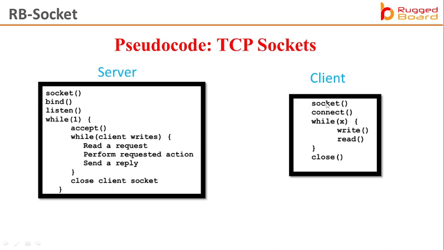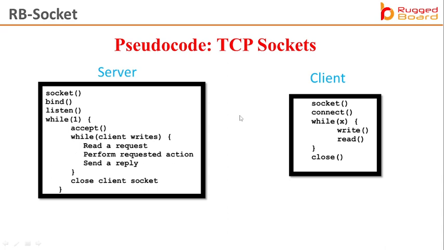This is the client-side pseudocode. There we have a socket and the connect system call, where it connects to this particular IP address, and then it goes into a while loop of write and read. Depending upon what it needs, it gets the service from the server, and at the end it closes. So this is the basic overview of TCP sockets, where the client and server transfer messages.